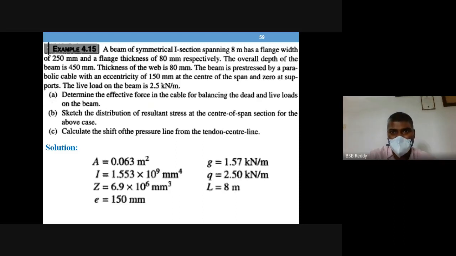A beam of symmetrical I section spanning 8 meters has a flange width 250 and flange thickness 80. Overall depth of the beam is 450. Thickness of the web is 80. The beam is pre-stressed by a parabolic cable with an eccentricity of 150 at the center of the span, 0 at the supports. And live load is 2.5 kilonewton per meter. So 8-meter span it is.